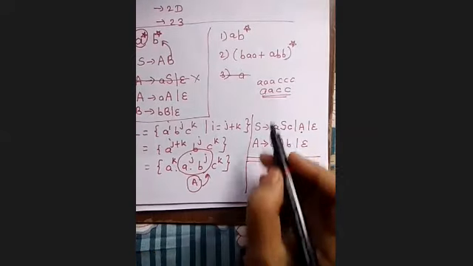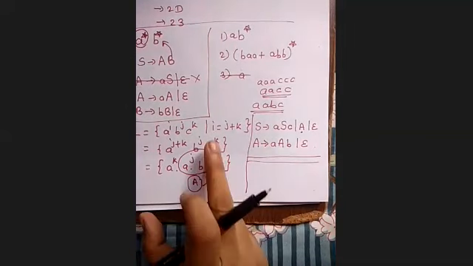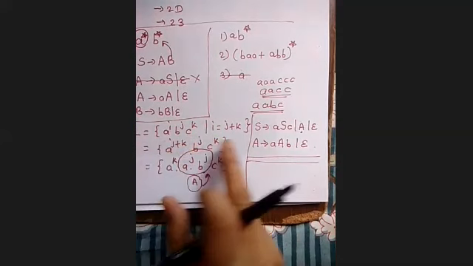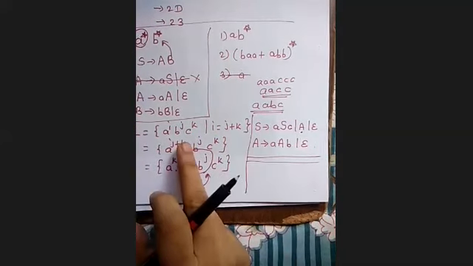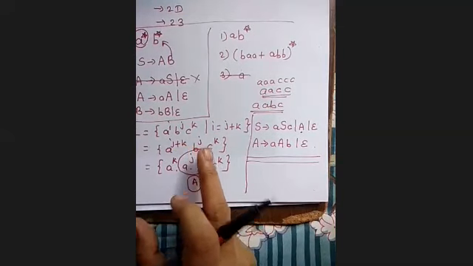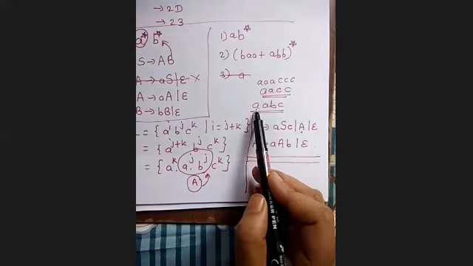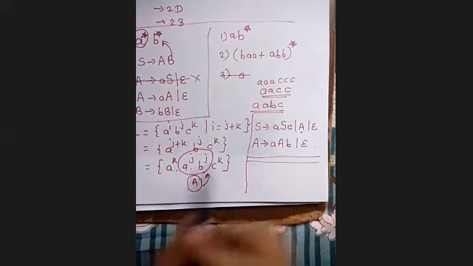Now, let us try to generate A, B, C. Whether it is a valid string for this or not. The rule here is what? A to the power I, I is equal to what? J plus the number of A is equal to what? Number of A is equal to the sum of number of B's and number of C's. So you can see here, if I want to generate A, B, C, how will I apply the rule?